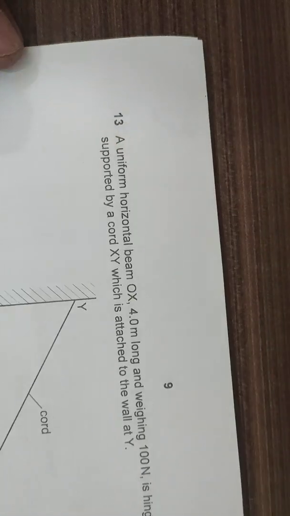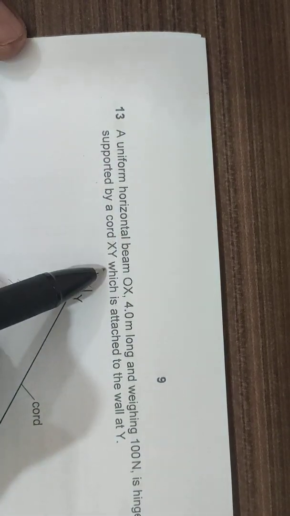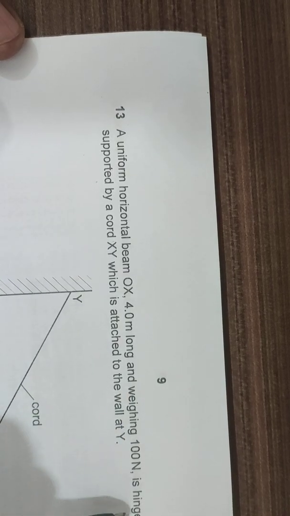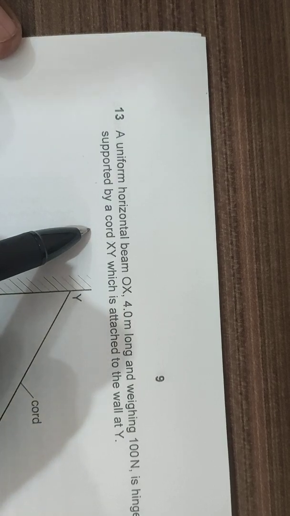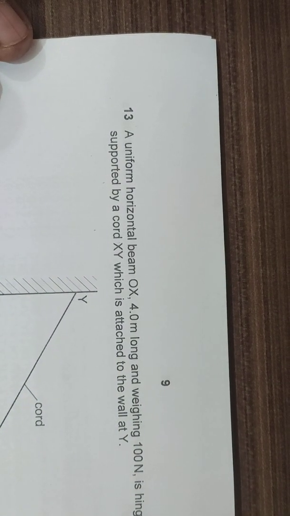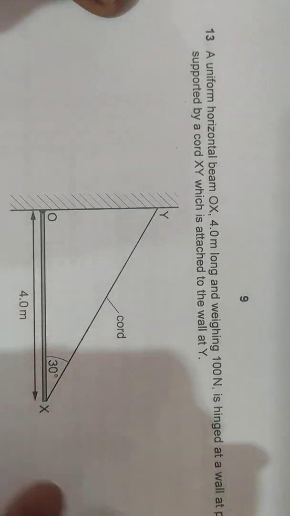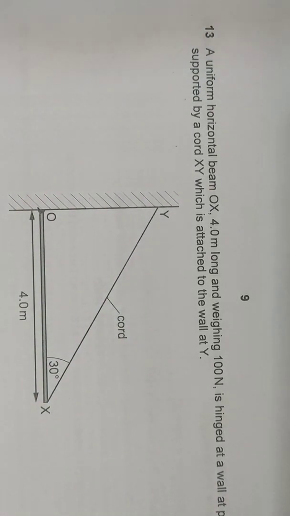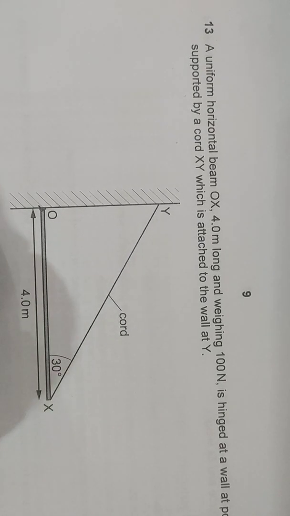So the 13th one: a uniform horizontal beam OX, 4 meters long and weighing 100 newtons, is hinged at the wall at point O. It is suspended by a cord XY which is attached to the wall at Y. So the hinge is at O. This is the hinge. What is the tension in the cord?